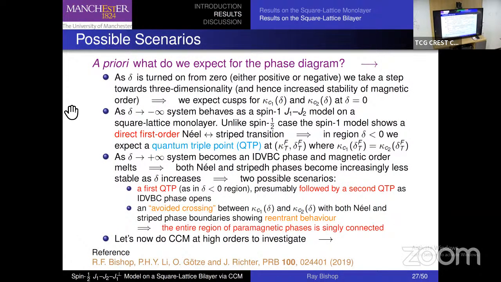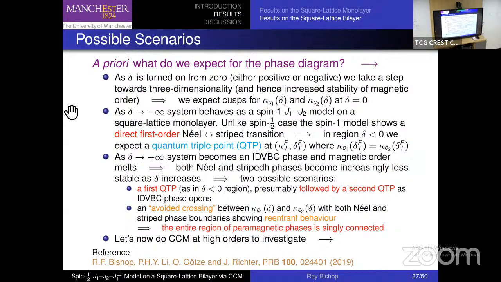Now, a priori, what do we expect? As delta is turned on from 0, either positive or negative, what you're doing is taking a step towards three-dimensionality. You're no longer just in 2 dimensions. Obviously, it's not wholly three-dimensional because you don't have an infinite number of layers, but it's taking a step towards three-dimensionality. And what's very well known in this game is the higher the number of dimensions, the weaker quantum fluctuations become. Not too surprising, because an infinite number of dimensions is the same as classical.